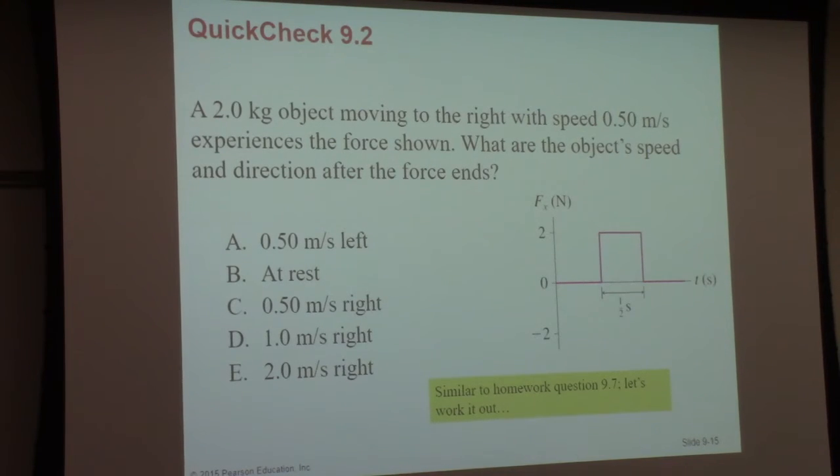So this is similar to homework 5, which I'll be putting up a little bit later today. It won't be due for a while, but I'm going to get it up there anyway. This is similar to 9.7, which will be on homework 5. So we've got a 2 kilogram object moving to the right at 0.5 meters per second, experiences this force. What are the object's speed and direction after the force ends? So let's actually work this one out.